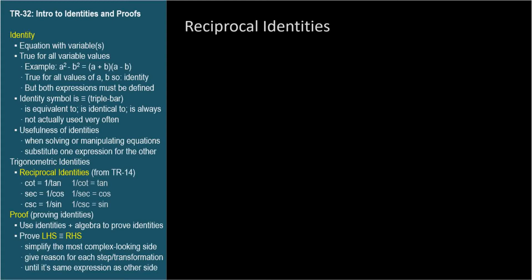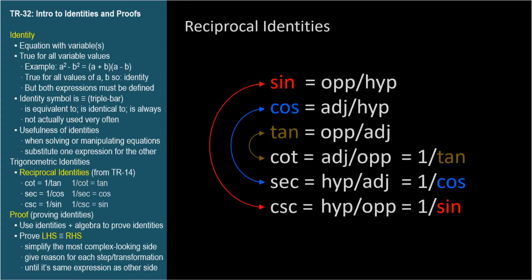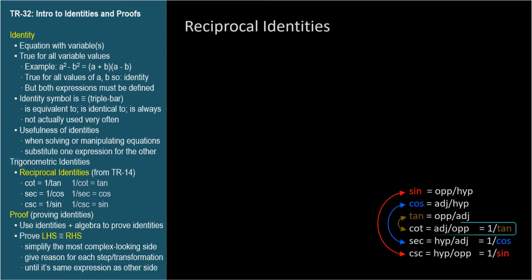The first trigonometric identities we'll cover are called the reciprocal identities, and we've already seen them in TR-14. Here's the bridge diagram from that video showing the reciprocal relationships. To keep things simple, we'll include only the function names without an angle variable like theta. Cotangent equals 1 over tangent, our first identity. This is how we defined what the cotangent was back in TR-14.